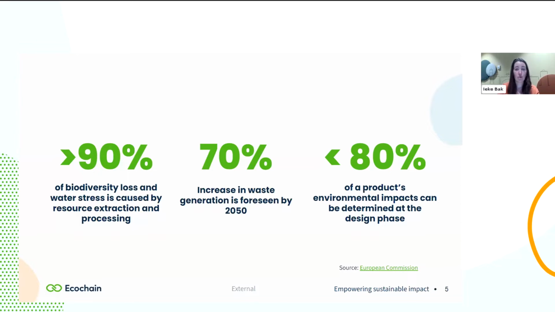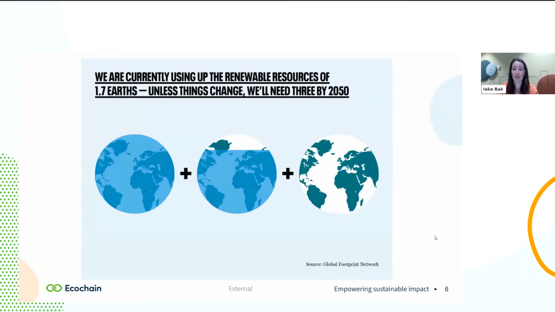And also with another problem of increasing population, the waste that we will create gets more and more. It's approximately 70%. And these two numbers can be largely defined in actually the product's design phase. And also the European Commission calculated that over 80% of the impacts can be tackled in the design phase. So that's really interesting. What can you do with that design?